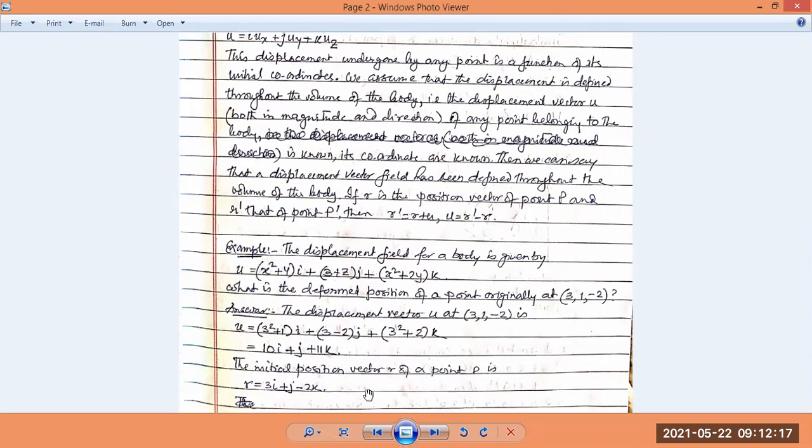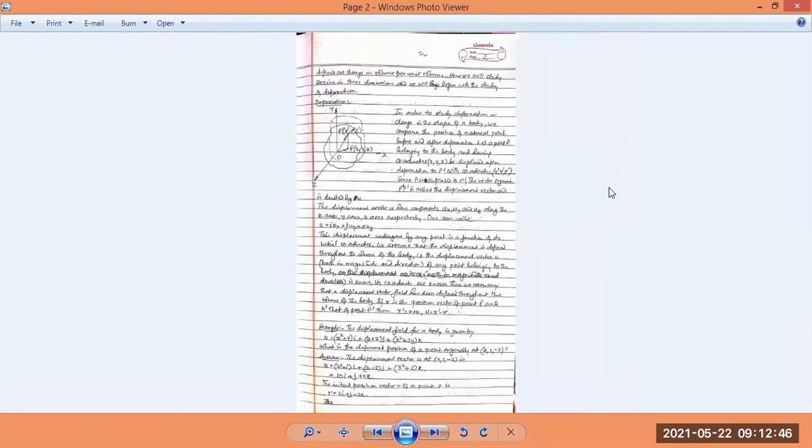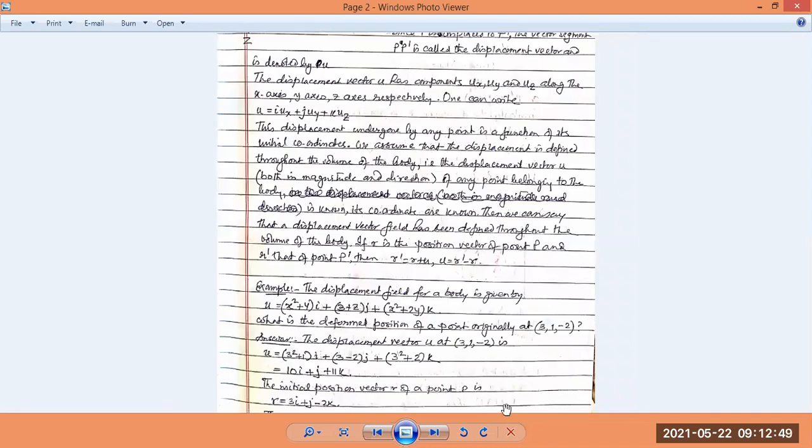The initial position vector will be, as per the theory of vector analysis, r equal to 3i plus j minus 2k, where 3 is the coordinate of x, 1 is the coordinate of y, and minus 2 is the coordinate of z. So we can safely find the position vector at the point P dash by adding this position vector to this displacement vector.